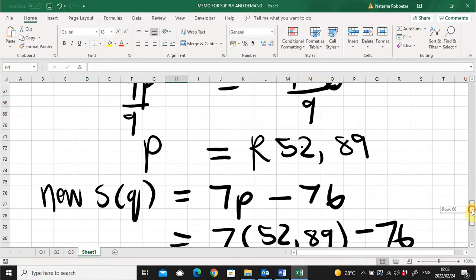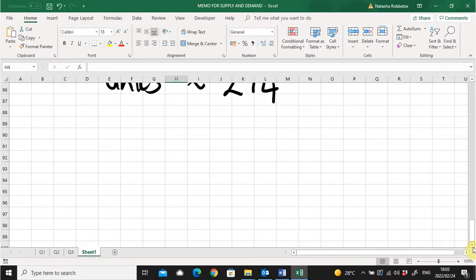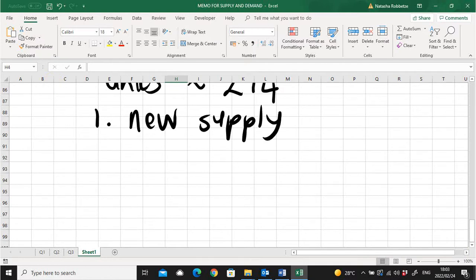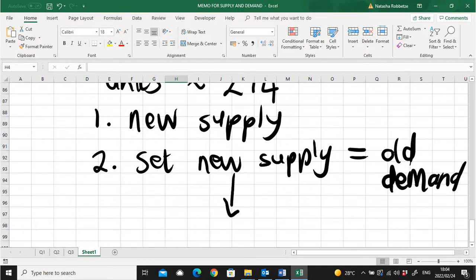Right, so this is basically what needs to be done. So if we should put it in an order, what to do if you have a tax situation that you need to sort out. The first step is you need to calculate your new supply, and for your new supply you deduct the tax from the price. And then 2, you need to set the new supply and the old demand equal to each other, and then you will be able to solve. This will give you your new market equilibrium.